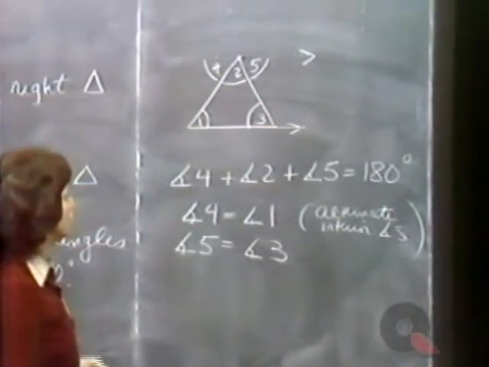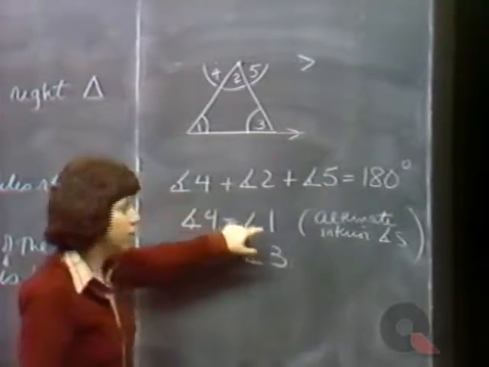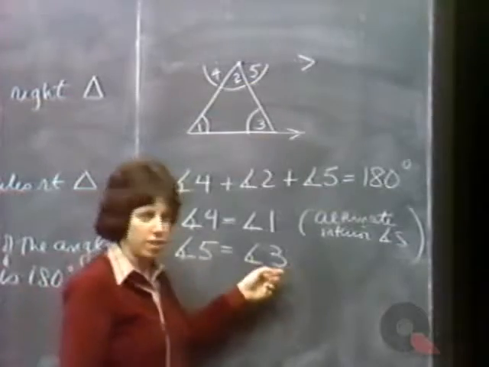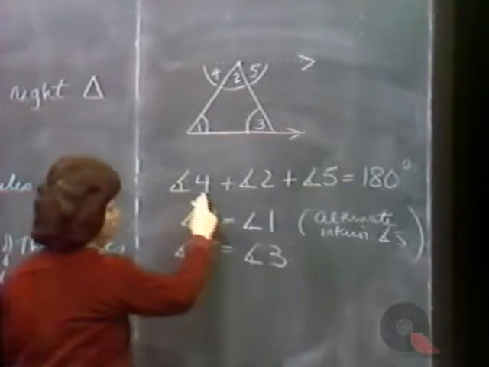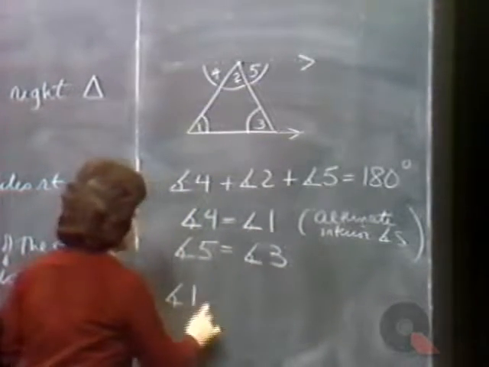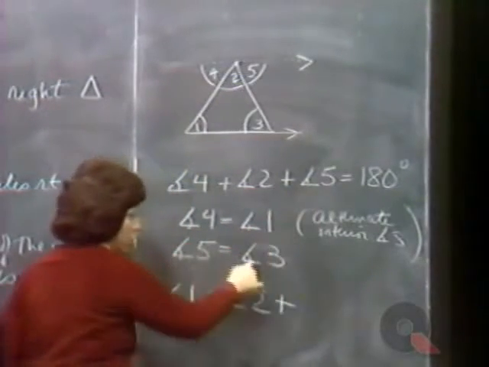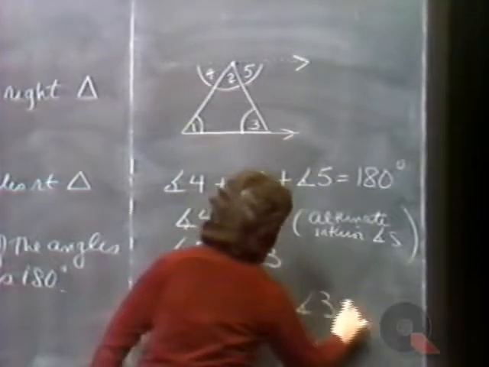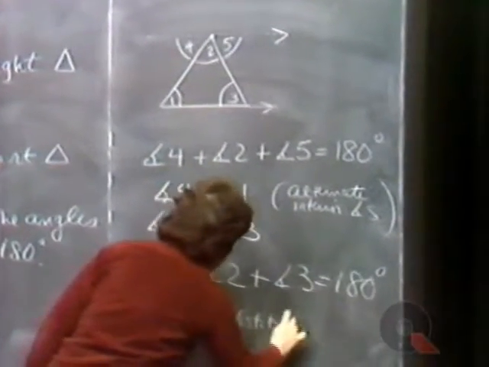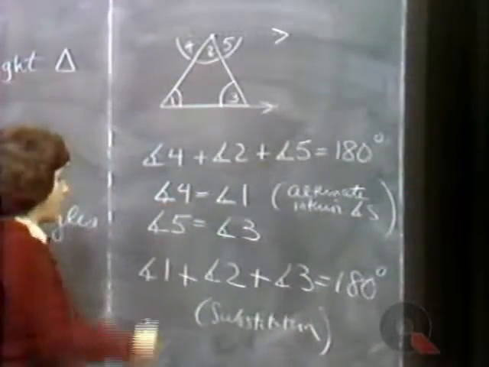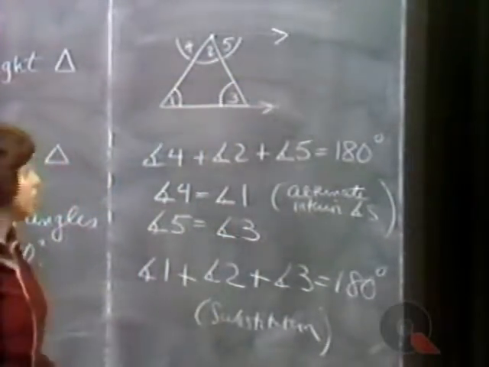Now, by substitution into the original formula over here, if angle 4 is equal to angle 1, when we see angle 4, we can replace it by angle 1. Similarly, if angle 5 is equal to angle 3, we can replace angle 5 by angle 3. Doing that, this top line becomes, instead of angle 4, I write angle 1. Now I'll leave angle 2 alone. Then angle 5 is equal to angle 3, so I replace it by angle 3, and I get, by substitution, that angles 1, 2, and 3 add up to 180 degrees, and of course these are just the interior angles of this triangle.